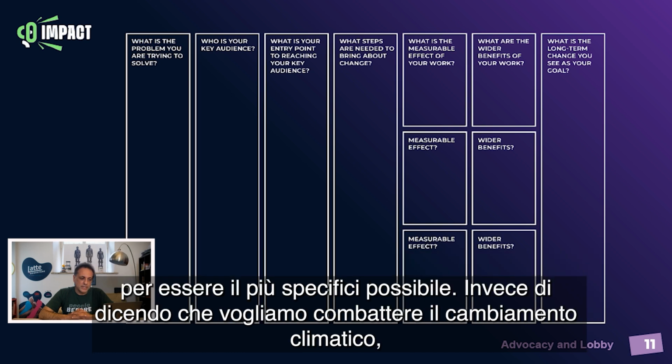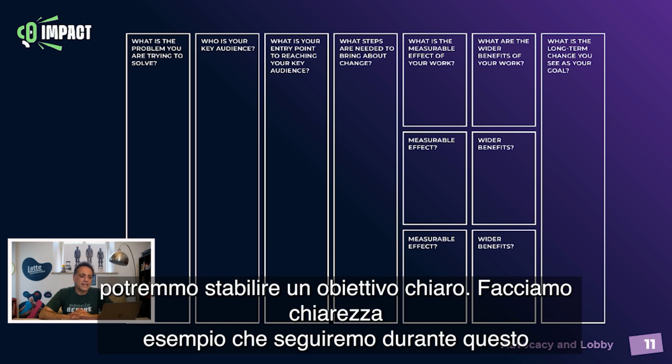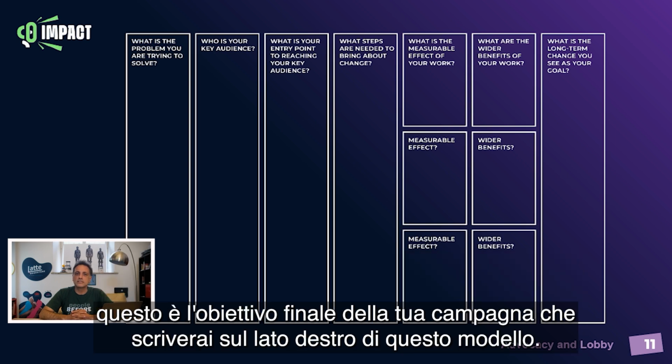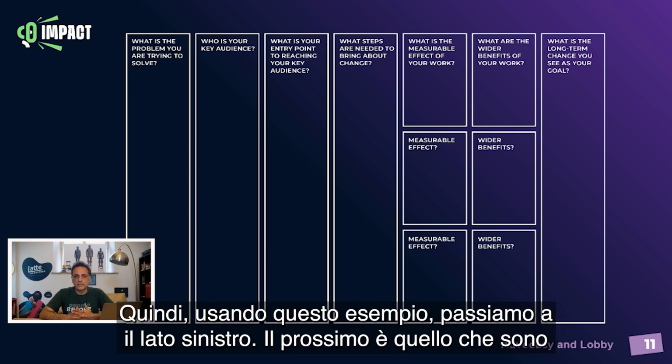It's important to be as specific as possible. Instead of saying we want to fight climate change, we could set a clear goal. Let's make a clear example that we will follow up during this section of the video. So we want our city to transition to 100% renewable energy by 2013. So this is the final objective of your campaign that you will write on the right side of this template. So using this example, let's move to the left side.